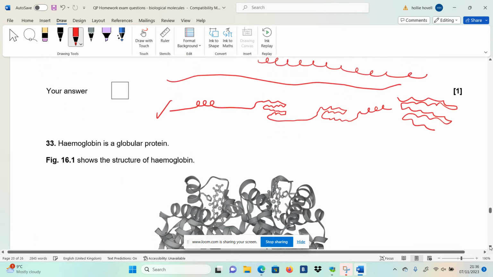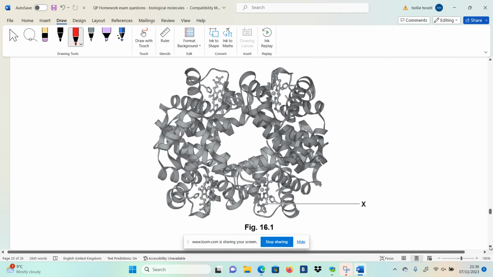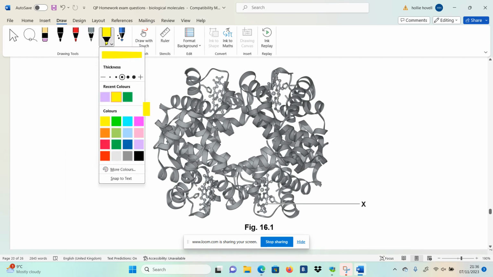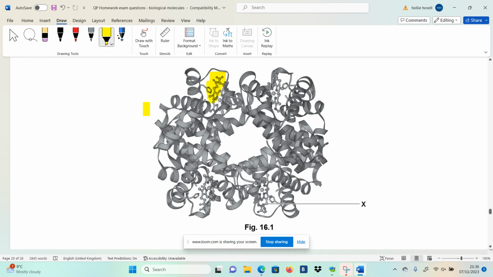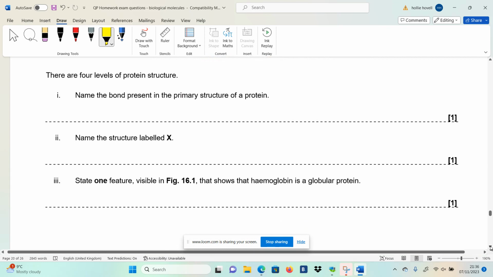Right, number 33, hemoglobin is a globular protein. 16.1 shows the structure of hemoglobin. Now, obviously, your exams are in black and white, but we know that within this structure, somewhere there are 4 subunits because we've learned that. And you can see that each subunit has this structure in it. So that'll be your non-protein prosthetic heme group. So there's one of those in each of the 4 polypeptides. So you can see that element. It's hard to see the 4 polypeptides because it's printed in black and white, but it will always be printed in black and white.